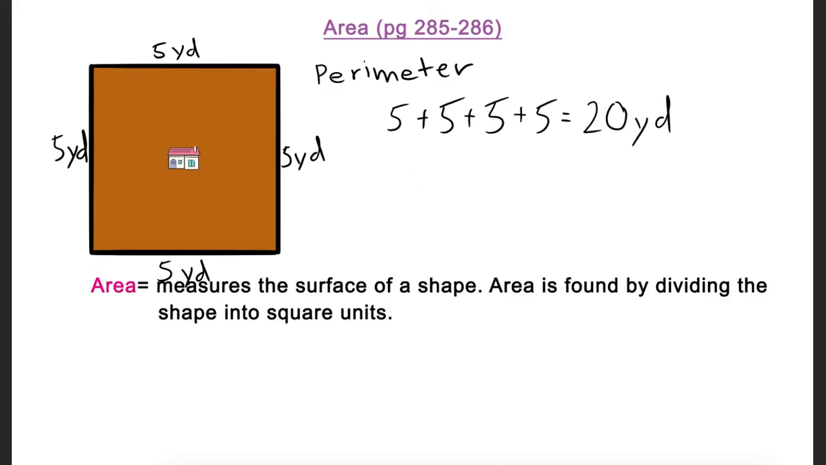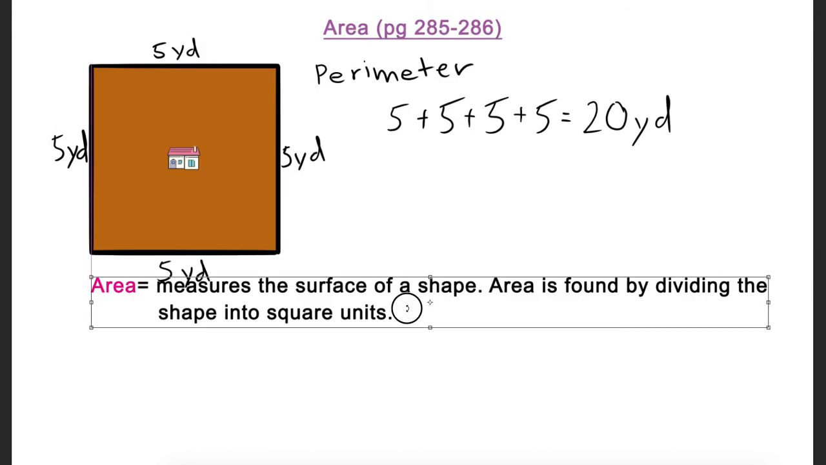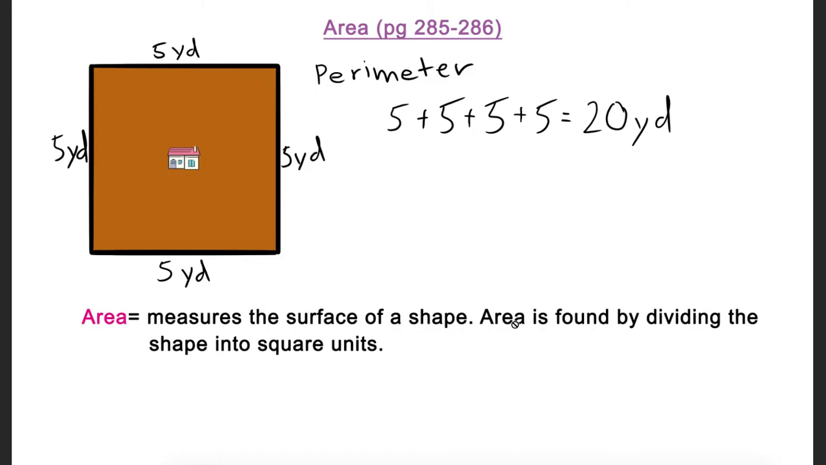So let's look up our definition for area. So area measures the surface of a shape. Area is found by dividing the shape into square units. So if I want to figure out how much grass I need to buy in order to fill this brown box here of grass, I would need to figure out the area of a shape. The area measures the surface of a shape, not just the border, not just the perimeter, right? Okay.